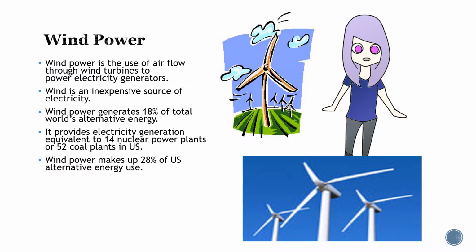Wind power makes up 28% of U.S. alternative energy use. California's wind power makes up 18% of its total alternative energy sources.